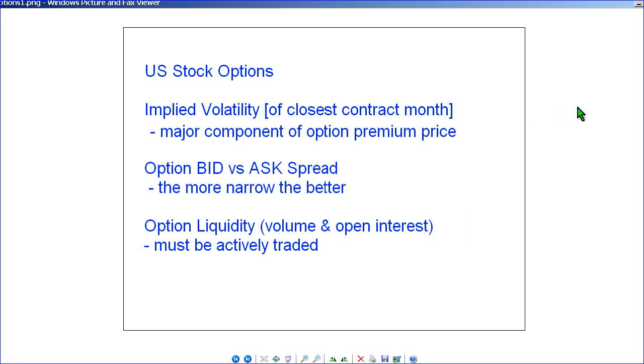When you review stock options, either to buy or sell or to do a strategy, the first three questions you must ask yourself: what is implied volatility? Implied volatility is a major component of the option premium price. The second question is: how tight or narrow is the bid-ask spread? Because the wider the spread, the more money goes to the market maker. You want a narrow spread. How liquid are the options? For example, you want a stock symbol where there's a large amount of volume and open interest traded on the option contract.